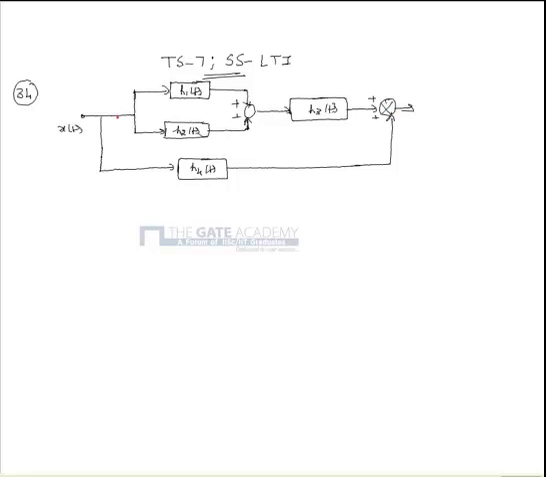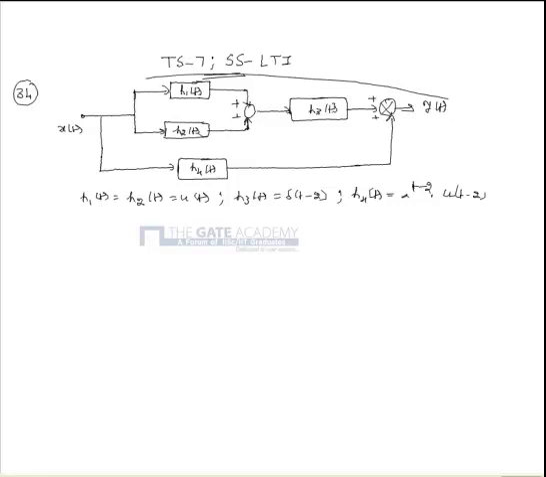It's given that the impulse responses of different LTI systems are h1(t) is equal to h2(t) is equal to u(t), and h3(t) is equal to delta(t-2), and h4(t) is equal to a^(t-2) multiplied by u(t-2). We need to find the overall response of the interconnected LTI system.